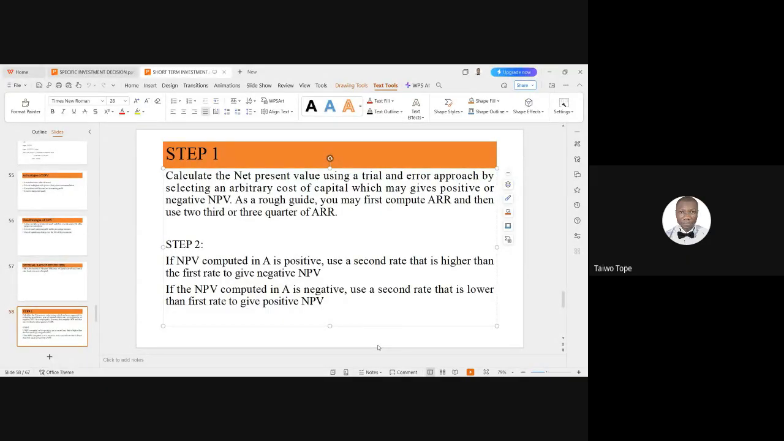One more thing is that the internal rate of return considers all the cash flows throughout the project life, just as we discussed in the case of NPV, that it considers the whole cash flows throughout the life of the project. Talking about the demerits, the disadvantages of internal rate of return, to somebody that is not financially inclined, they can see it as a difficult task.